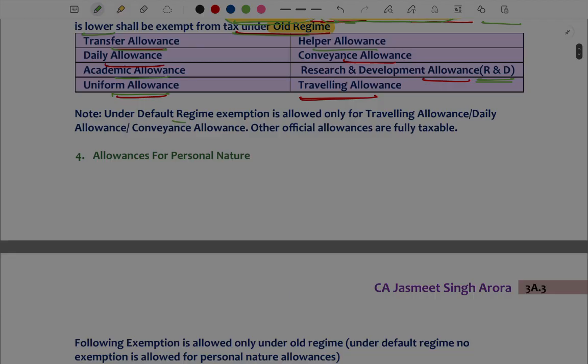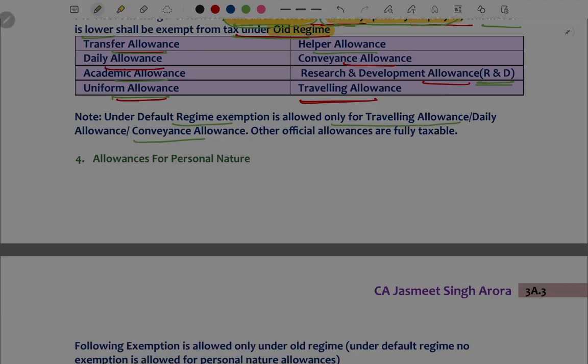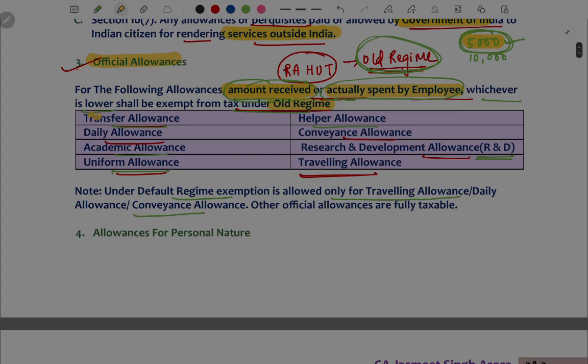Then under the default regime, exemption is only for traveling allowance, daily allowance, and conveyance allowance, which I haven't covered. Transfer allowance is exempted under the old regime only. Daily allowance, no, not daily. Academic allowance, old regime only. Uniform allowance, old regime only. Helper allowance, old regime only. Research and development allowance, old regime only. And this much in the old regime.